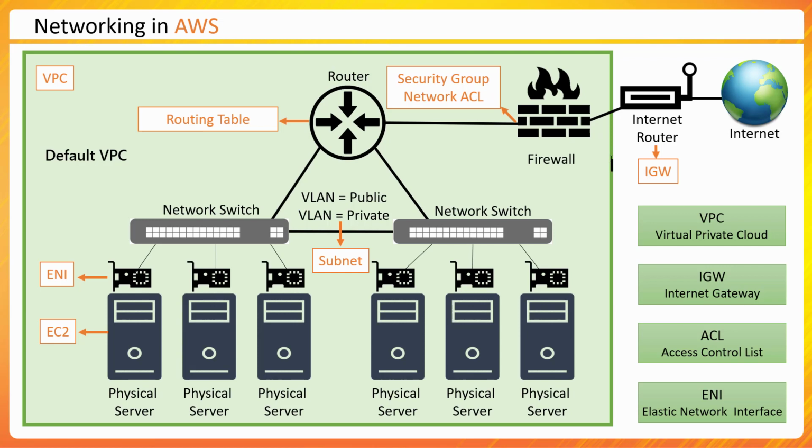Right. So I hope this was clear. We just did a quick comparison between physical world networking and networking in AWS. We would elaborate these concepts in the next section. We will discuss routing tables, subnets, how to implement them, how a VPC looks like in the next section.